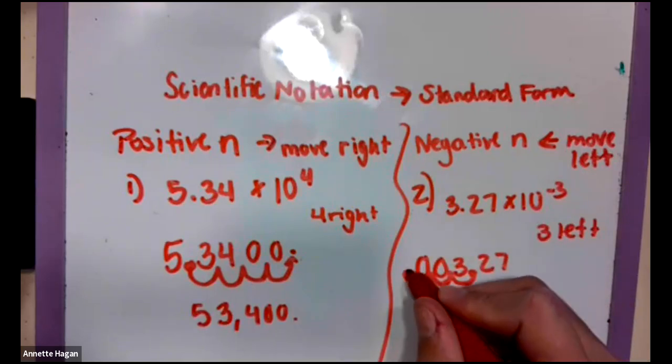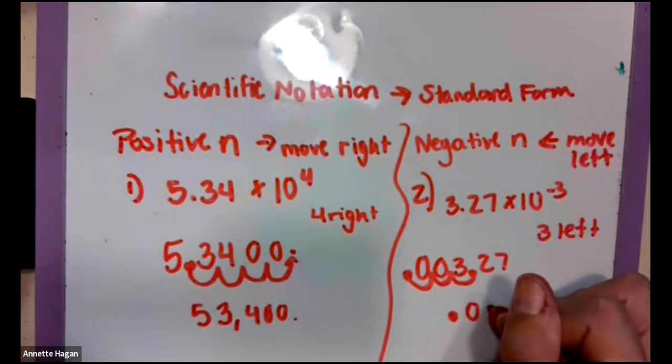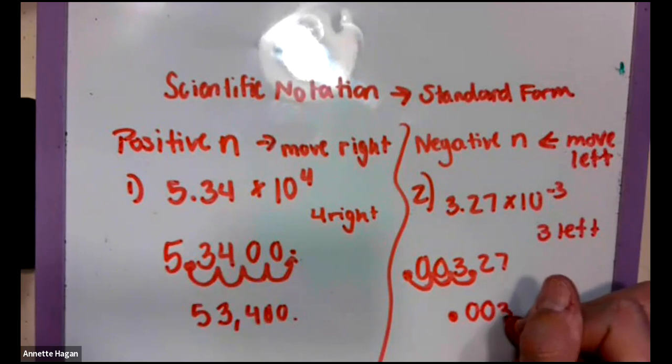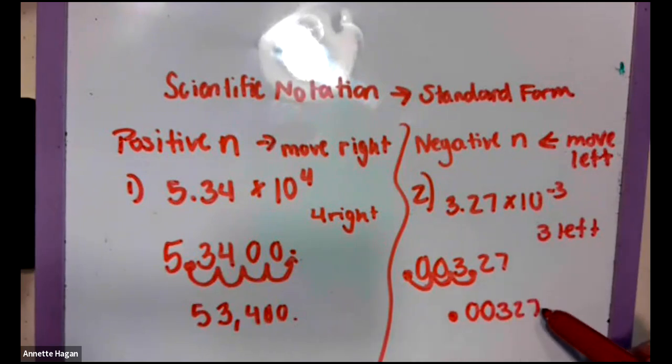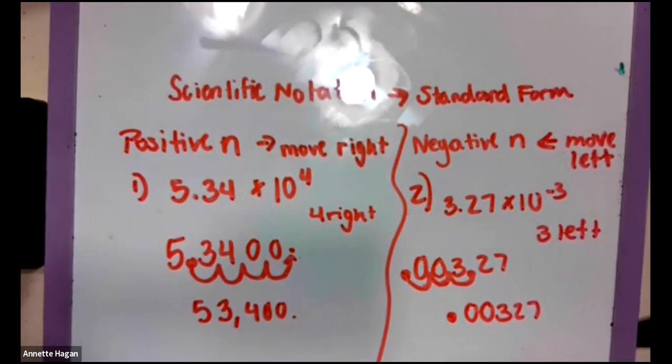And since this time the decimal's in the front, we do have to write it. It's not understood. So what this converts to is 0.00327, which is tens, hundredths, thousandths, ten-thousandths, hundred-thousandths. So 327 hundred-thousandths. Okay? So this is how we go from scientific notation to standard form. So if you're going in the guided notes, you can go ahead and write this down. Okay?